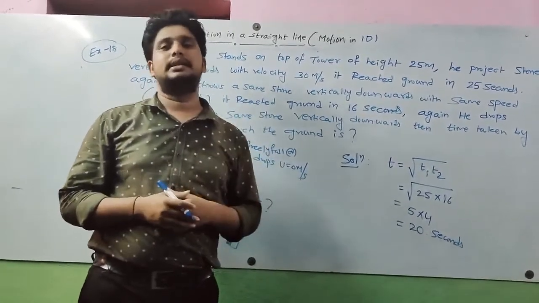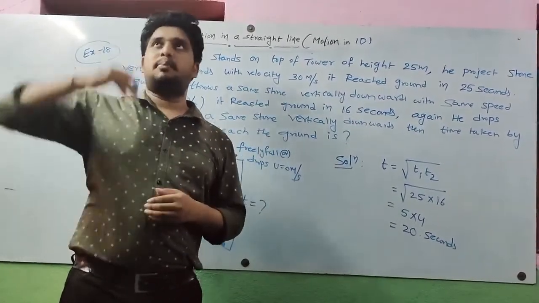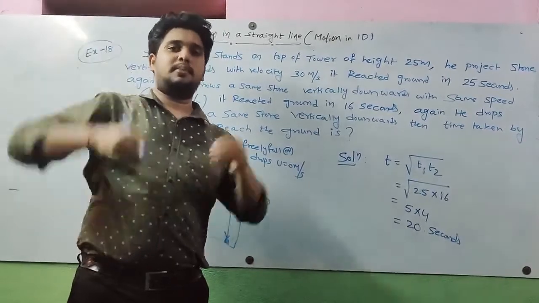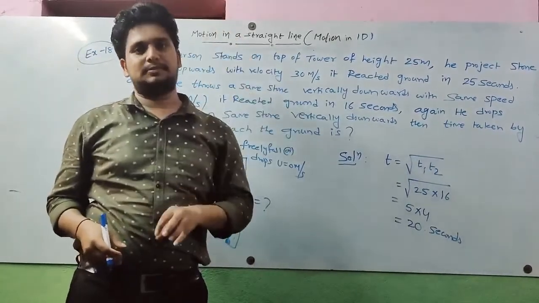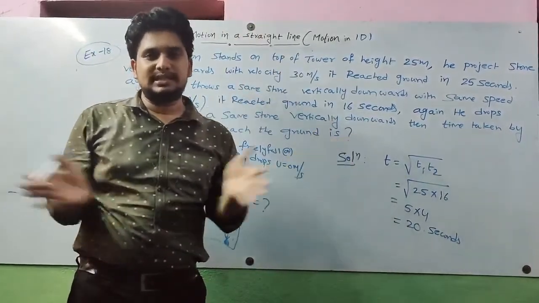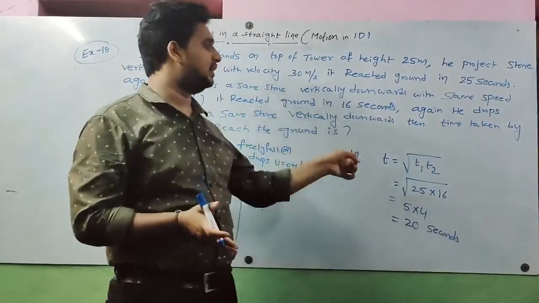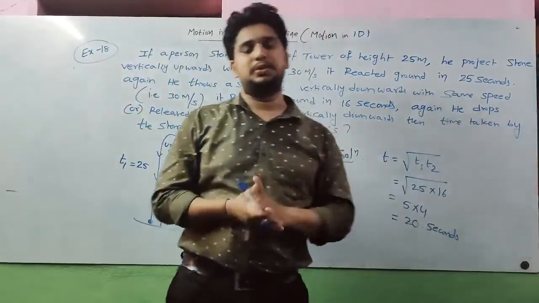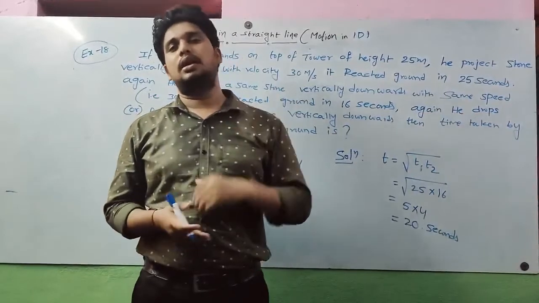So like this, if any question is given with a body projected vertically upwards, projected vertically downwards with some speed, and freely falling, these three time relations, T is equal to root T1 into T2. Simply applying this formula, you get the answer easily.